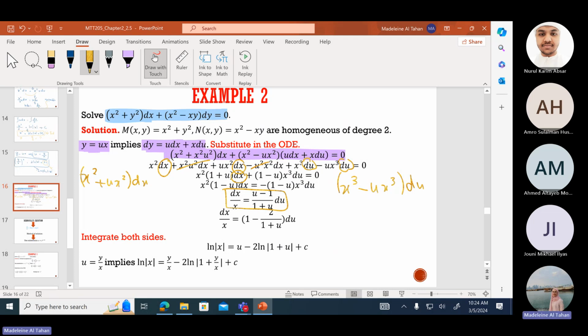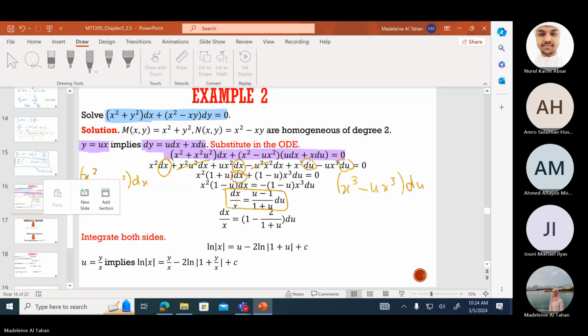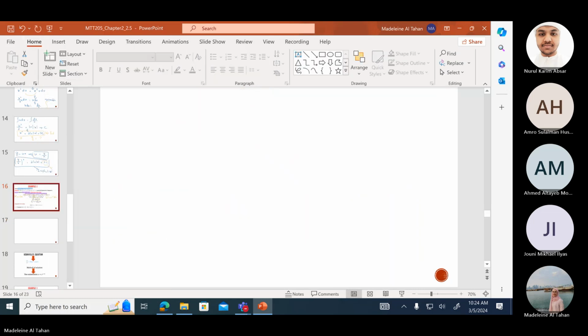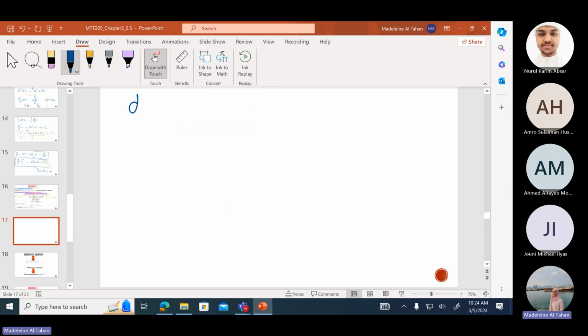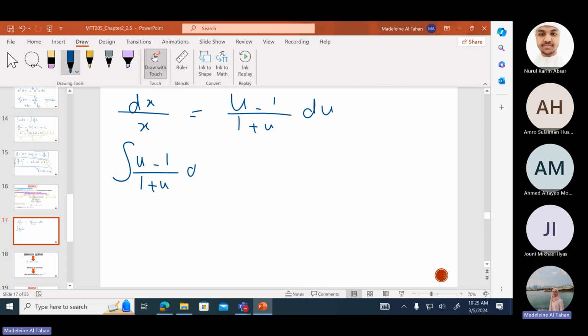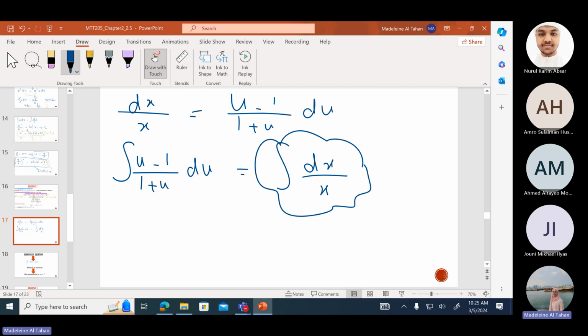Now the next step is integration. Which step did you reach? Did you separate them? Okay. What did we get here? dx over x equals (u minus 1) over (1 plus u) du. So (u minus 1) over (1 plus u) du is equal to dx over x. This one, do we know it's equal to what? Yeah, ln absolute x plus constant.